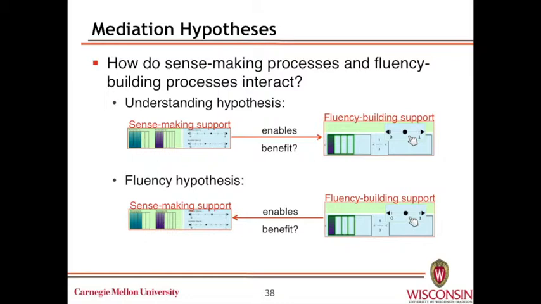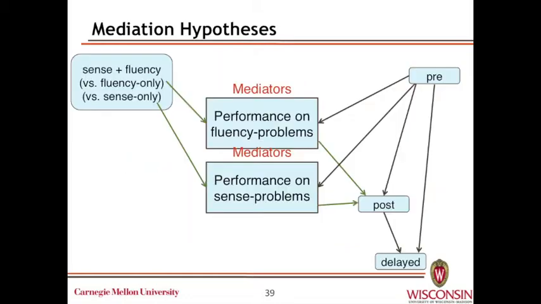And that too I can test with a mediation model, because that hypothesis makes the prediction that students who receive the combined version of sense and fluency building support versus fluency building support only will show better performance on the sense-making problems, because this perceptual fluency or perceptual intuition helps them learn from these problems. And that again should explain the effect of condition on my post and delayed post-test.